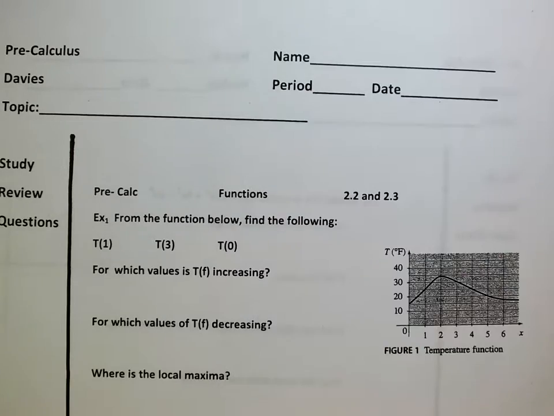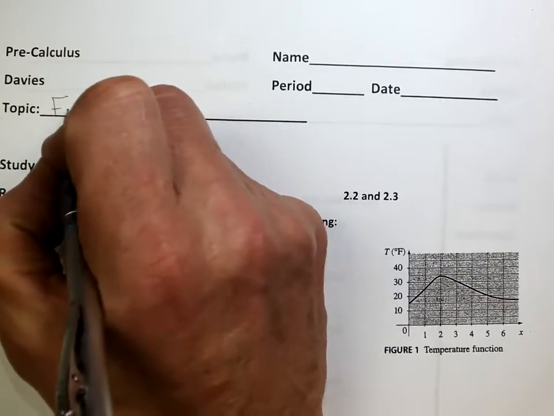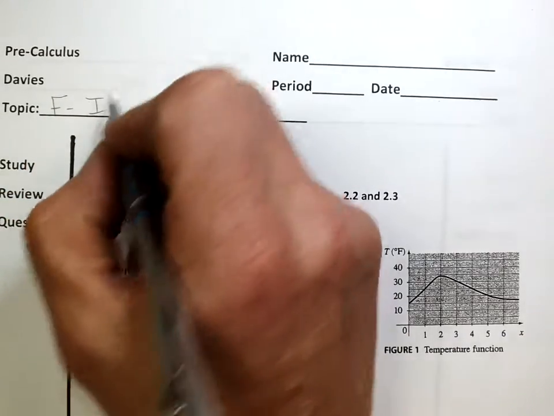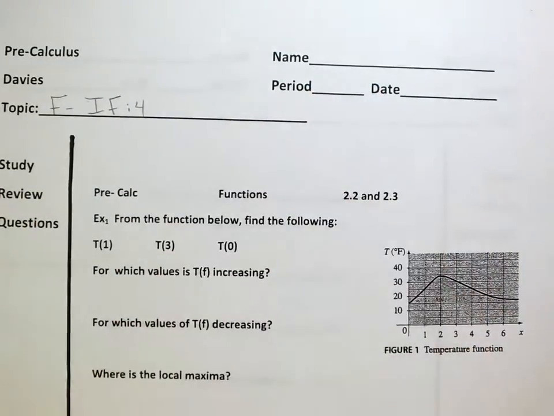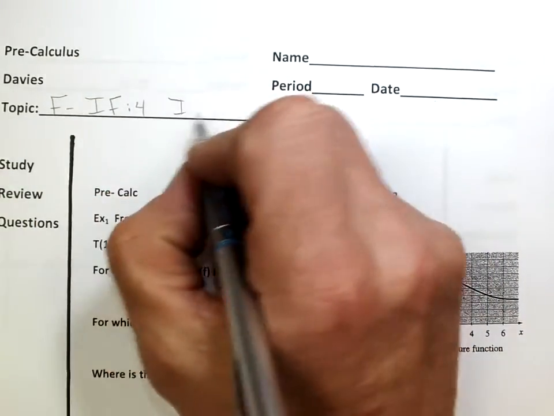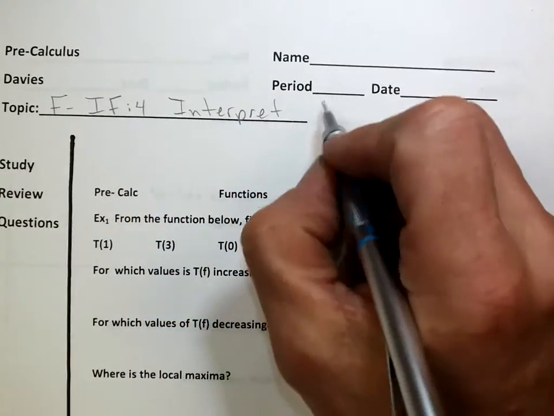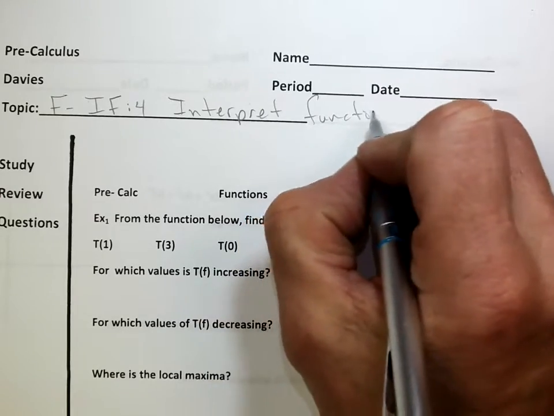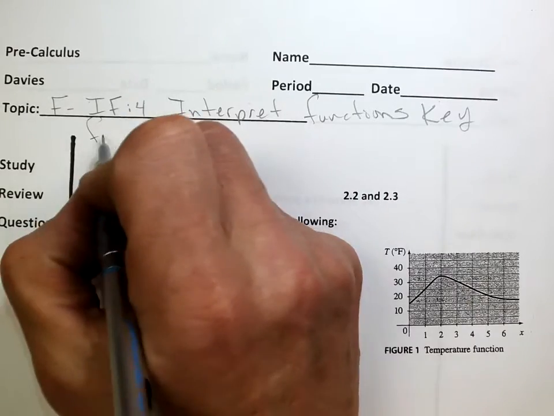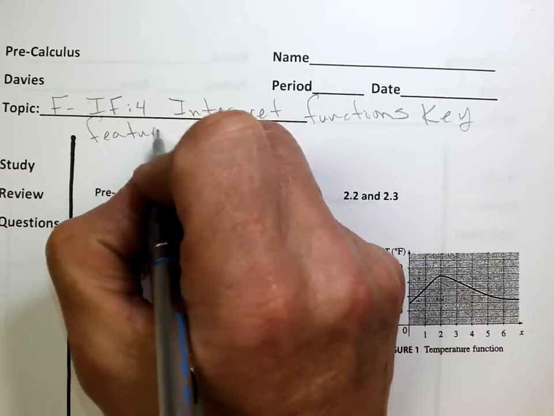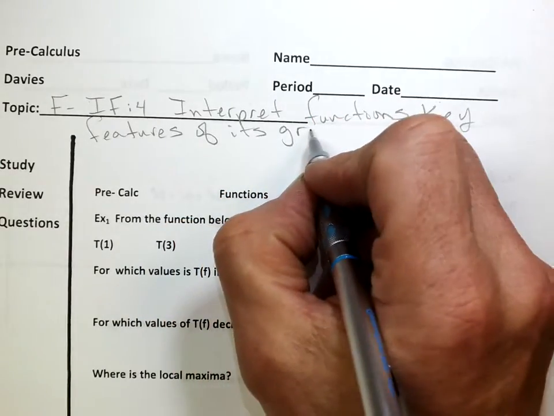So today, first of all, the topic is actually a Common Core standard. It stands for F for functions, IF, which is interpreting functions, and section 4. So what does it say? The Common Core says we're going to interpret functions, key features of its graph. All right?